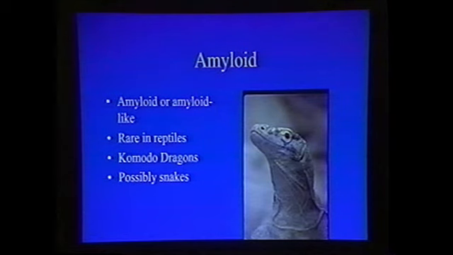Amyloid or amyloid-like deposits are seen occasionally in Komodo dragons, but are otherwise rare in reptiles. This amyloid-like material can cause white discoloration of the parenchyma of the tissues, as seen in this spleen or in this kidney, and have the typical appearance of amyloid, with amphophilic material deposited within the walls of blood vessels or in the interstitium of the kidney.